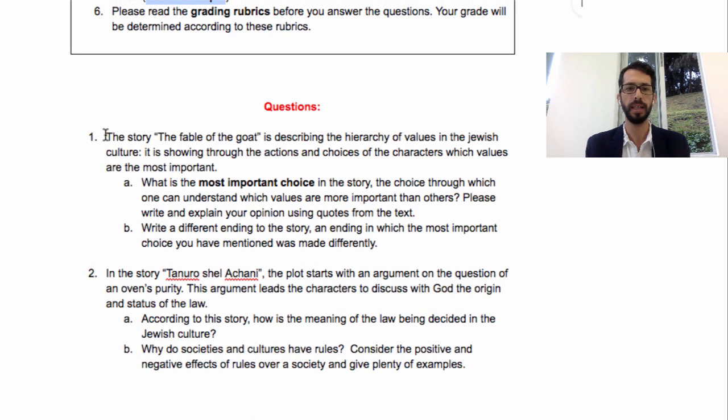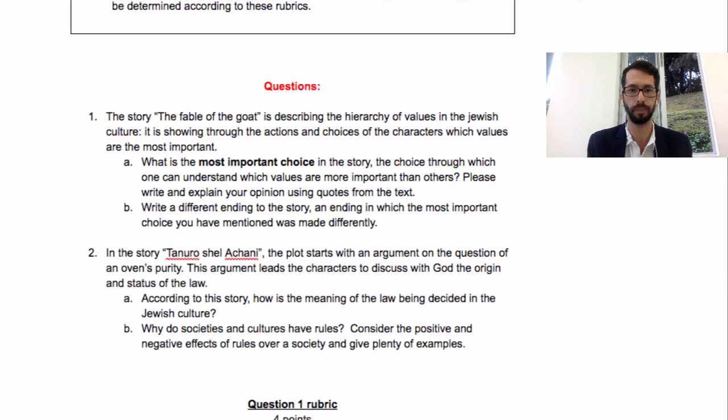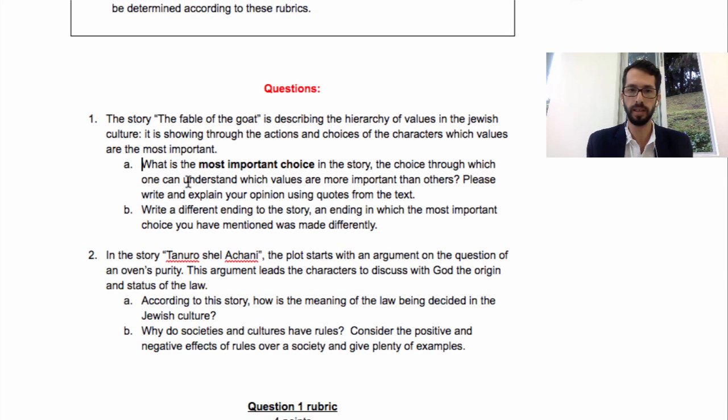One is about the story, The Fable of the Goat. What I want you to do is this. In this story, the hierarchy of values in the Jewish culture is described. The way it is described is through the actions and decisions of the characters. These decisions are between values, and the way they choose shows which value is more important than others.